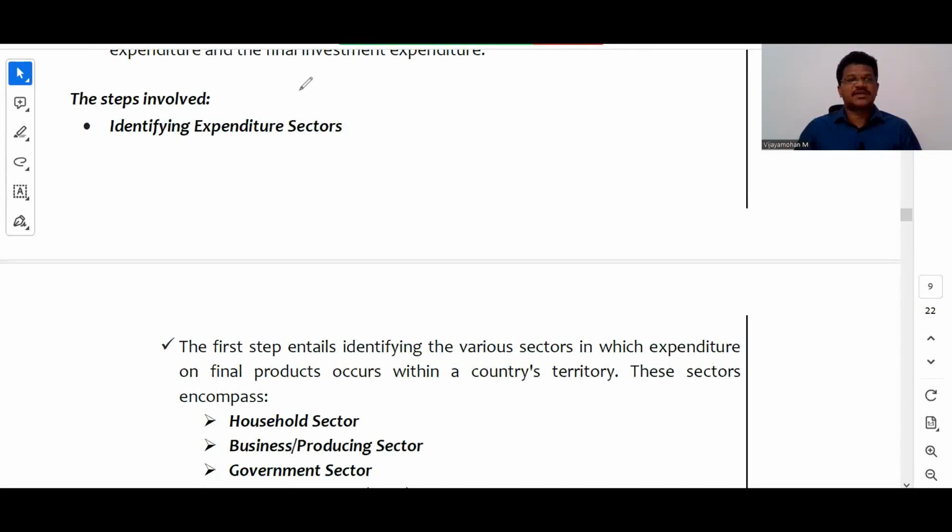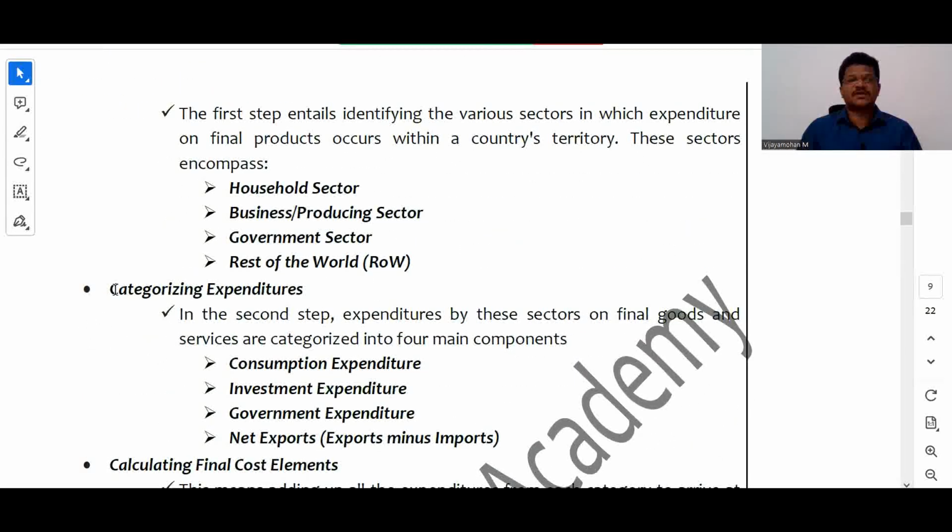So basically what are the steps involved? You need to first identify the expenditure sectors. So expenditure ఏ sectors నుంచి జరుగుతుందని first you need to identify those sectors. The first step entails identifying the various sectors in which the expenditure on final products occurs within a country's territory. First ఏ sectors నుంచి మనకి expenditure జరుగుతుందనేది మనం first identify చేయాలి. And you know what are the constituent or economic agents in an economy? Household sector నుంచి expenditure ఎంత జరుగుతుంది, business నుంచి ఎంత జరుగుతుంది expenditure, government sector నుంచి expenditure ఎంత జరుగుతుంది, and rest of the world నుంచి expenditure ఎంత జరుగుతుంది అనేది you need to first identify.